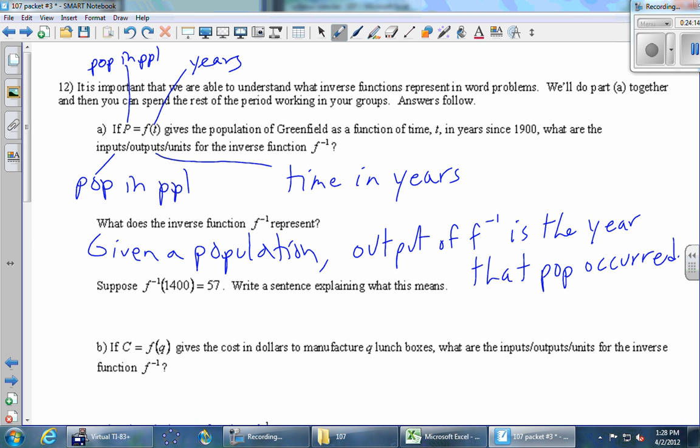Is that how you spell occurred? Is there only one R?